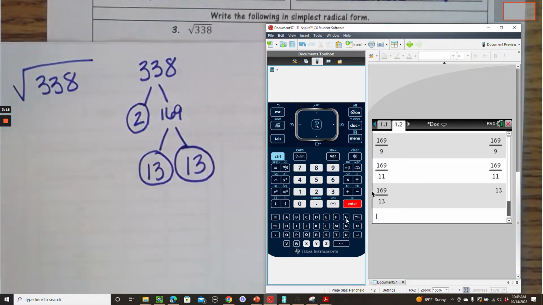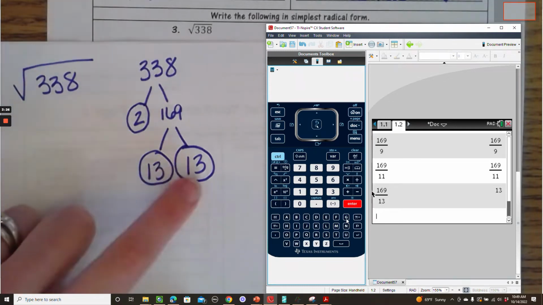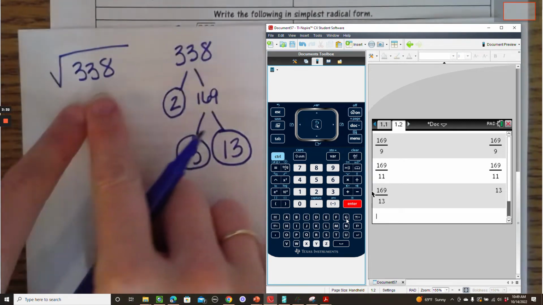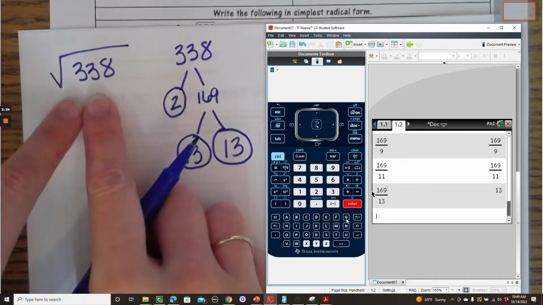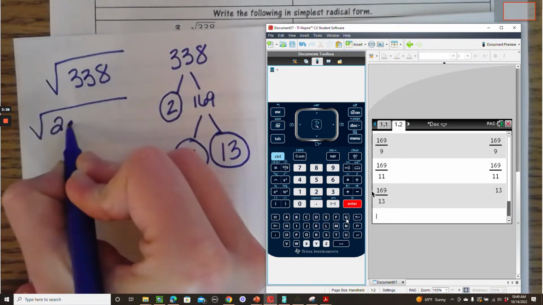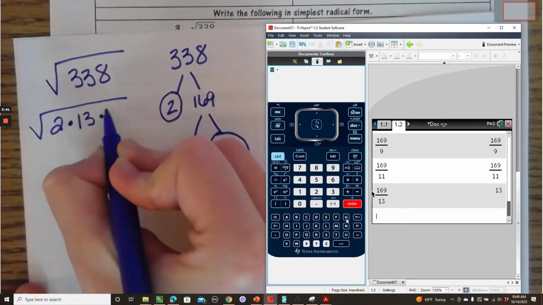So the reason I kept going even once I got past the basic few was if they're telling me to simplify this radical, at least 2 of these prime numbers I got to have the same. I got to have multiples of them. Okay? So the square root of 338, I can break this down into the square root of 2 times 13 times 13.